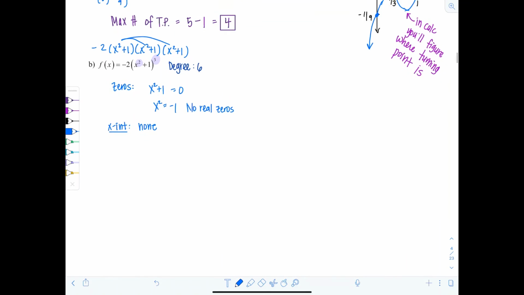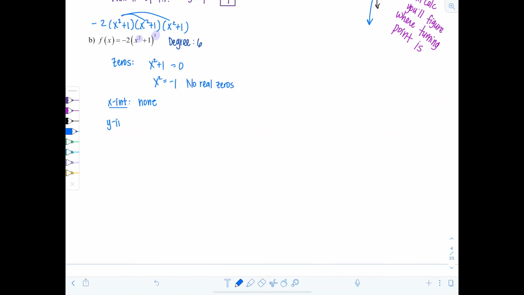Oh, okay. Do we have a y-intercept at least? Yes, we do. Don't worry. So if I plug in 0, that's going to be -2 times 0 squared plus 1, cubed. That's all just 1. So this is -2. So the y-intercept is at 0, -2. Okay. What about the max number of turning points? Remember, it's always the degree minus 1. So in this case, the degree is 6 minus 1. That's 5.